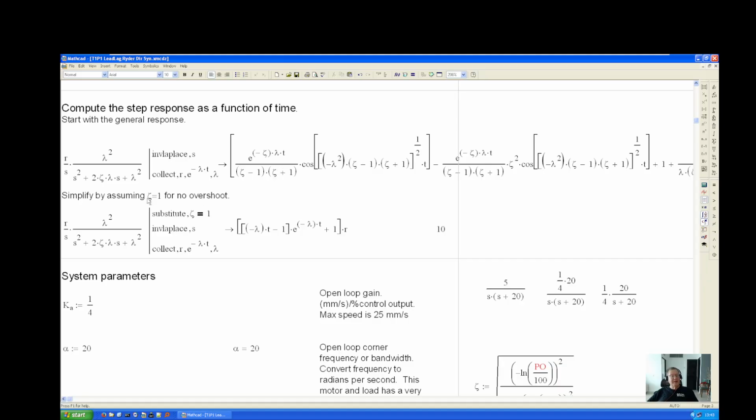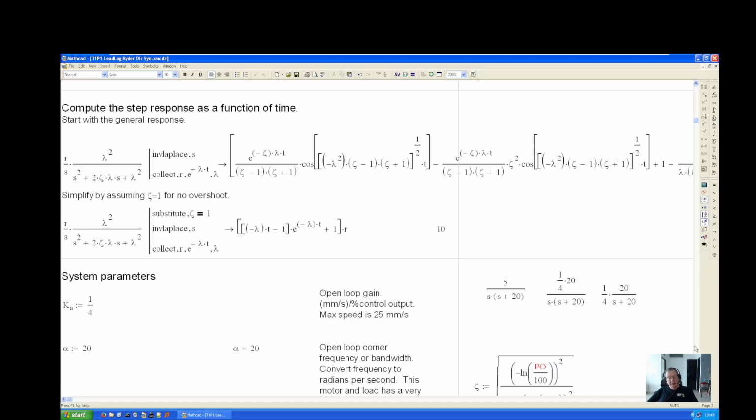If I set the damping factor to 1 and I do a step, see here I've substituted 1, then this is the final result, and it's just a nice exponential ramp up to the set point, which is R.